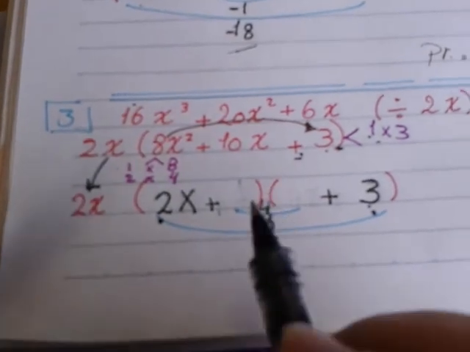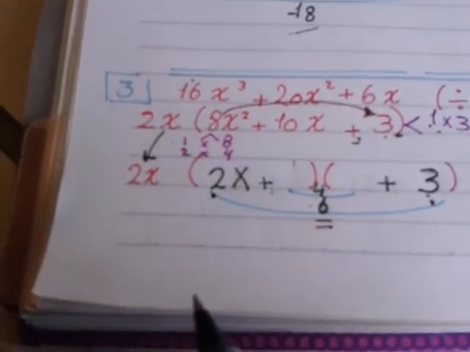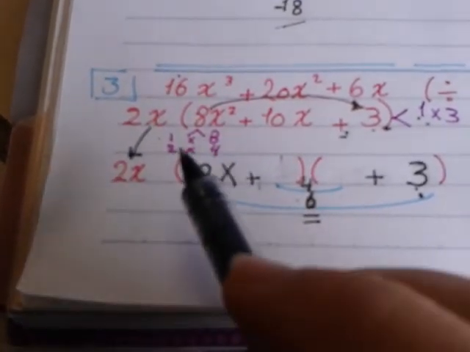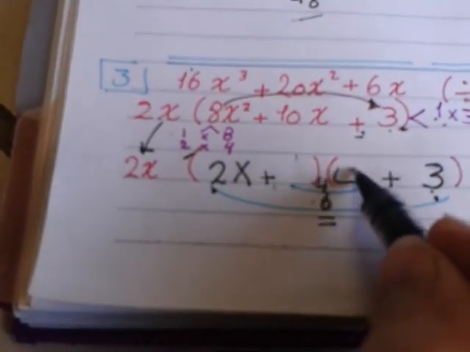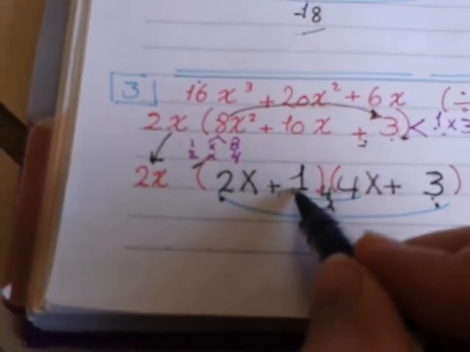Okay? Here in the middle, two numbers, the product 4. Here from the factors of 8x squared, I have chosen 2, so the remainder is 4. So you have to put here 4x. And what times this number equals 3? 3 times 1 equals 3.